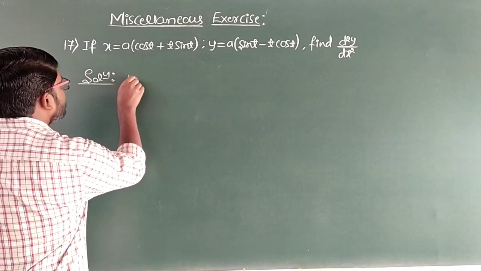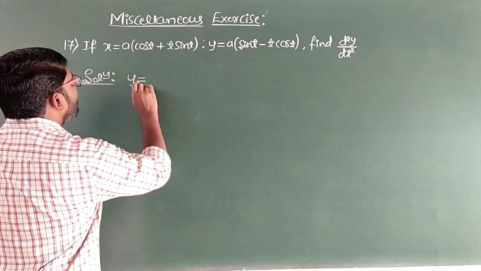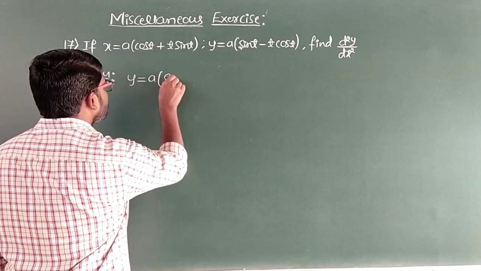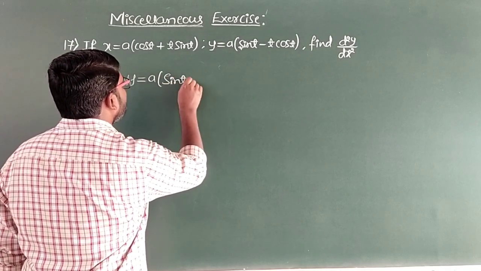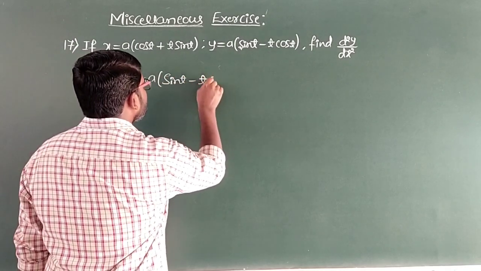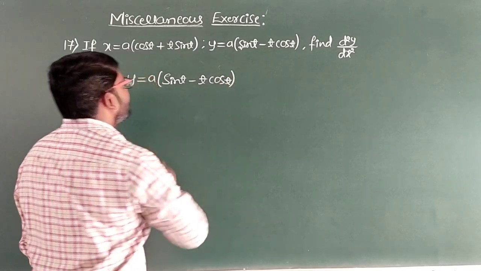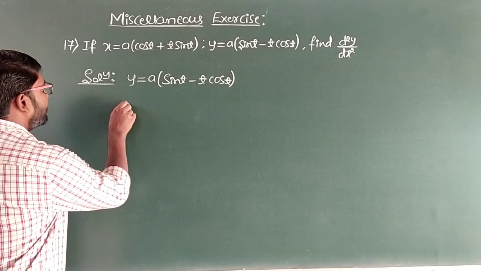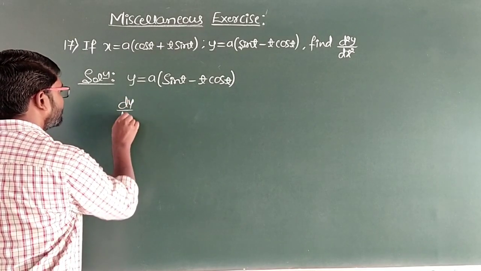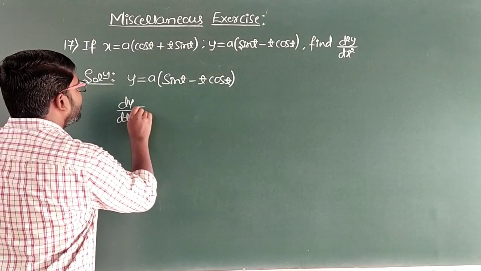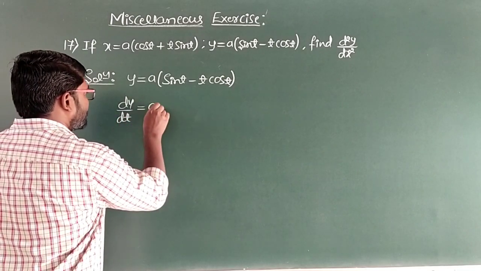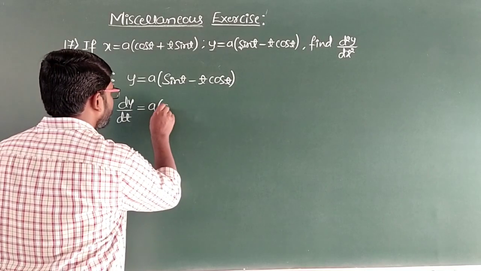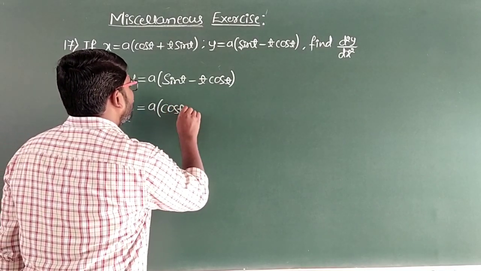So I will take y which is equals to a into the bracket sin t minus t cos t. So here we will have to differentiate both the sides with respect to t. So we get dy by dt, this is equals to, a is a constant, I will be writing it as it is, then derivative of sin t, it will be cos t, then minus.